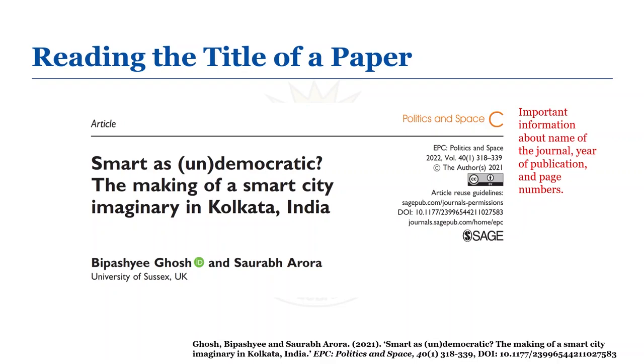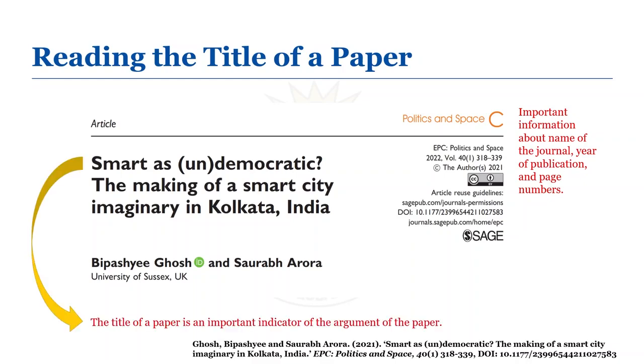We come now to the most important part of this beginning, which is the title of the academic paper. A good, effective title of an academic paper begins to hint towards the main argument of the paper. In this case, the authors write smart as undemocratic, followed by a question mark. The placing of the question mark is crucial here. The authors are indicating that they want to question the assumption that smart city is democratic and might possibly want to argue that it is undemocratic.